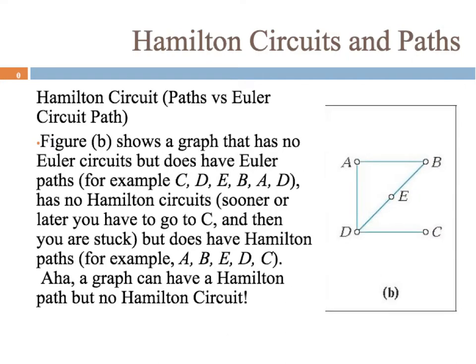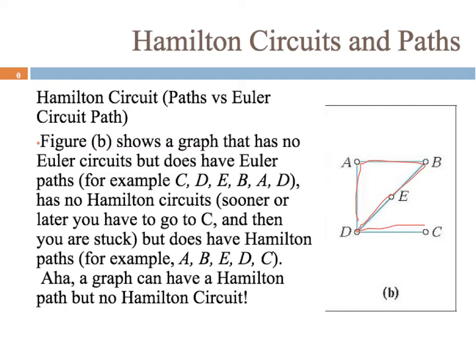Okay, another example here, figure B. We have a graph that has no Euler circuits, but does have Euler paths. So for example, if we were to start at C and go to D, and then E, B, A, D. So we've hit all of the edges, but there is no way we can create a circuit out of this, specifically because of the odd vertices in here. So vertices D and C. D has 3 edges and C only has 1, so no circuits possible.